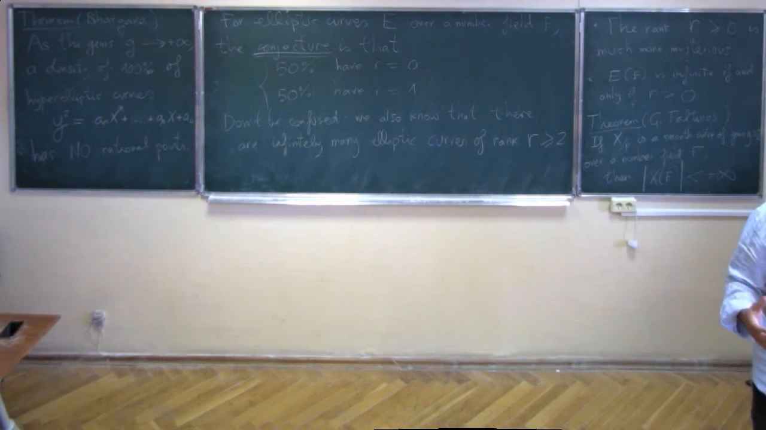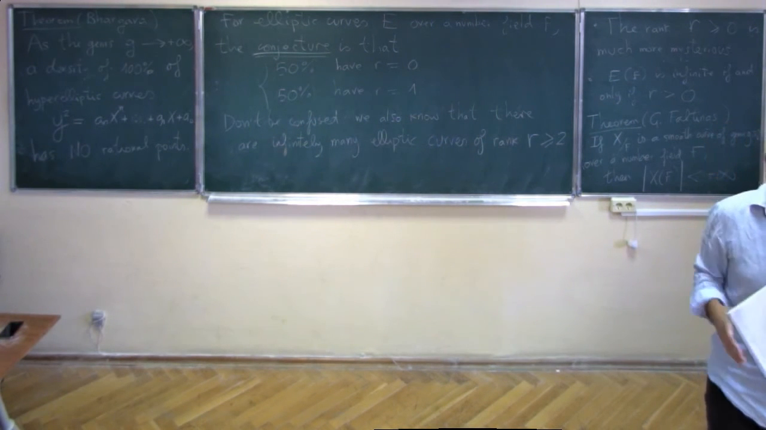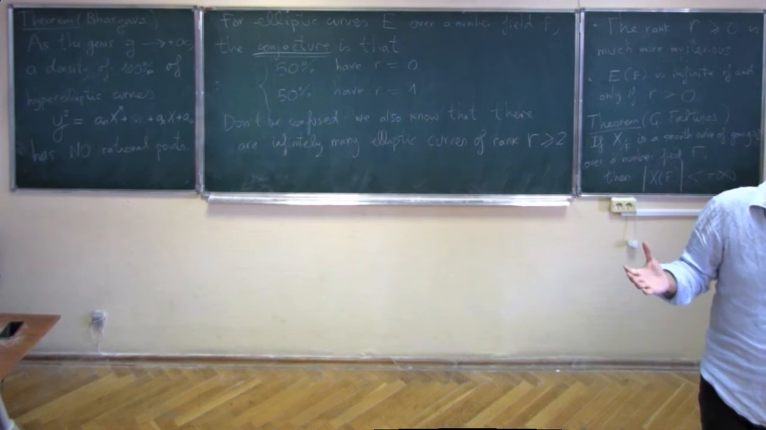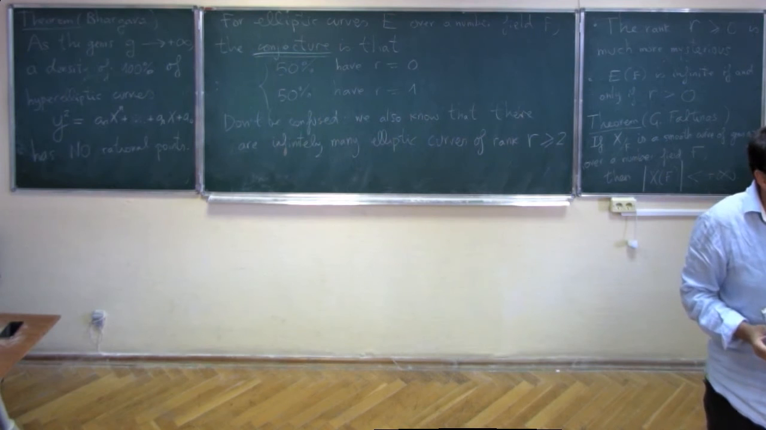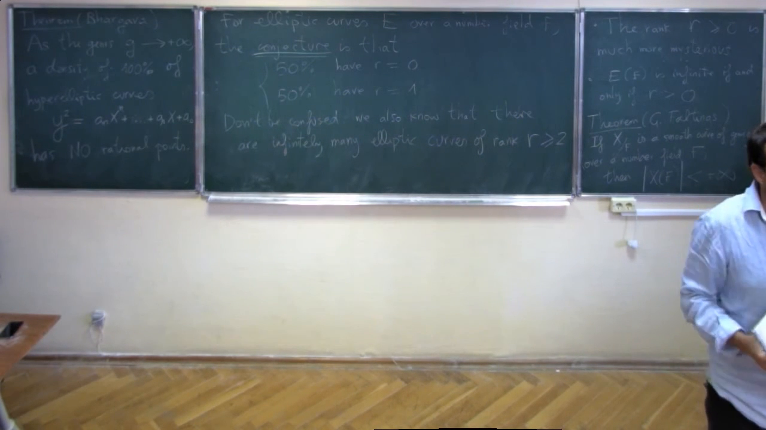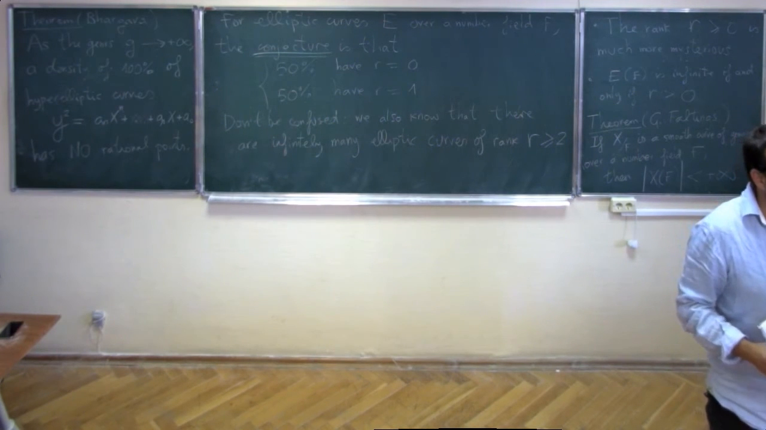And the truth is that if you give me a random elliptic curve and you are able to compute the rank, most of the chances is that this will have either rank 0 or rank 1. If you go to tables and you try to look for elliptic curves having rank 2 or more, well, you will find them, but they are not so abundant.